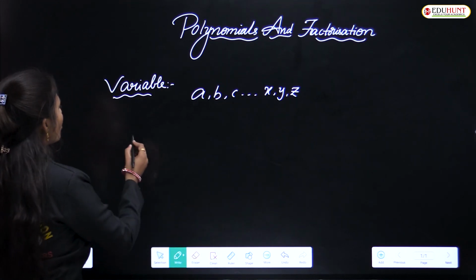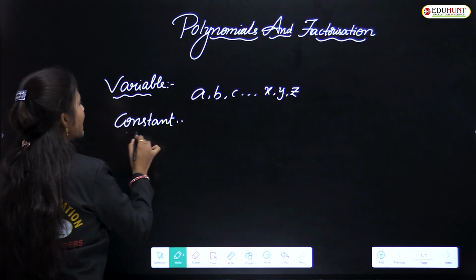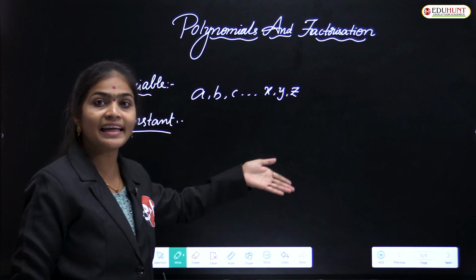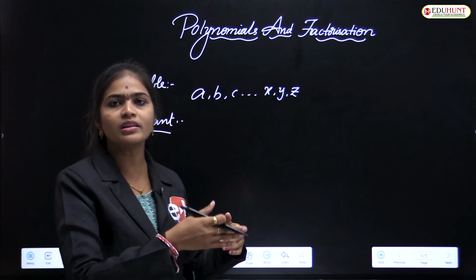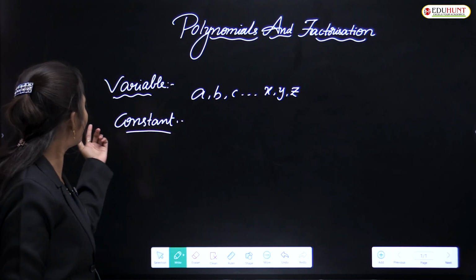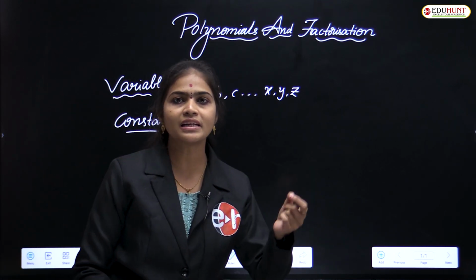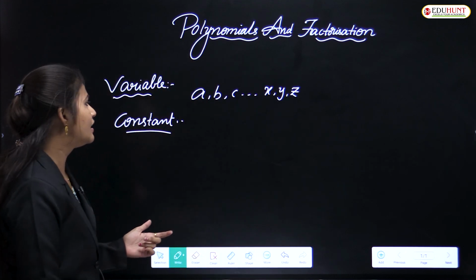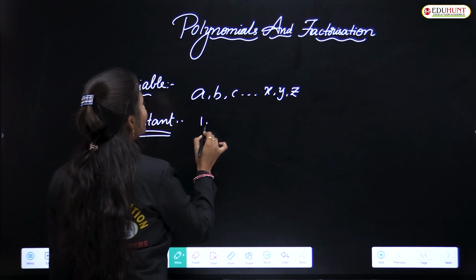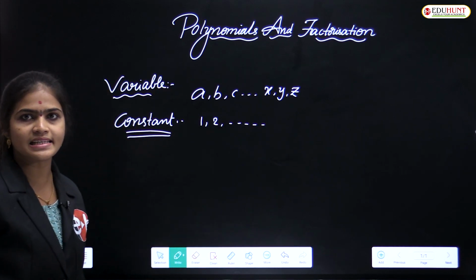Now come to the constant. A constant is a symbol which has a fixed value. A variable can take any value from a certain set, based on the given equation, so its value may differ. But a constant has a particular, fixed value wherever you write that symbol. Any numerical value we can take as a constant.